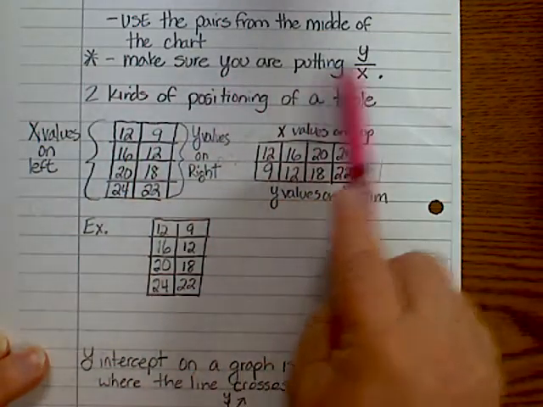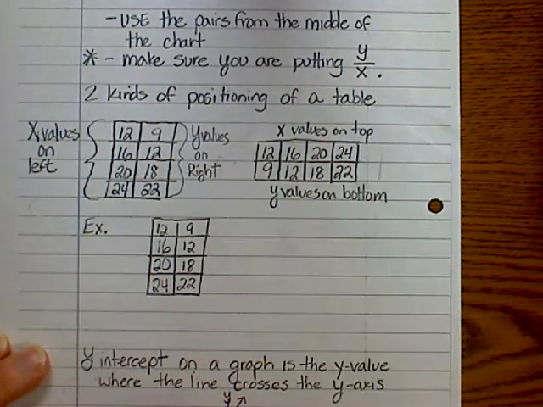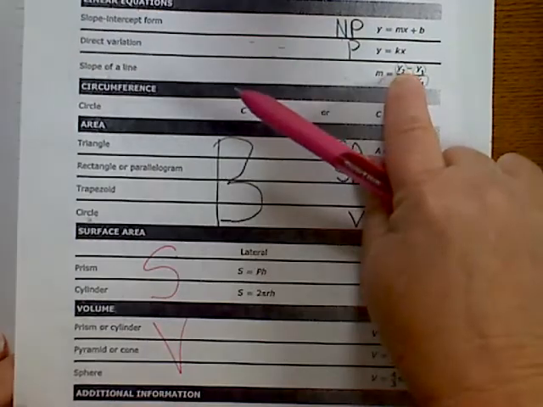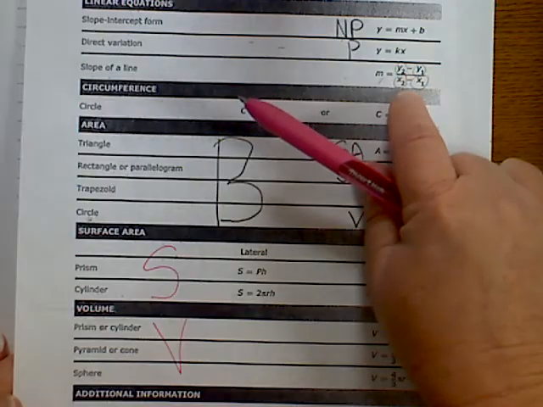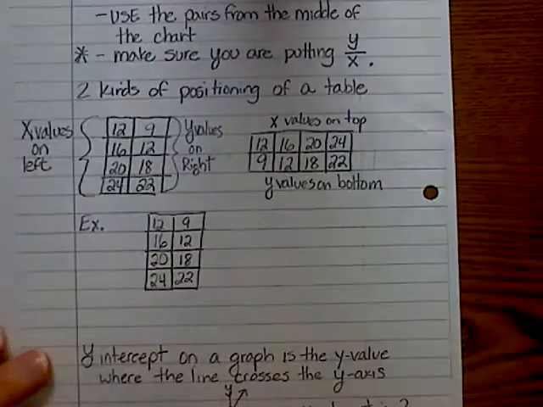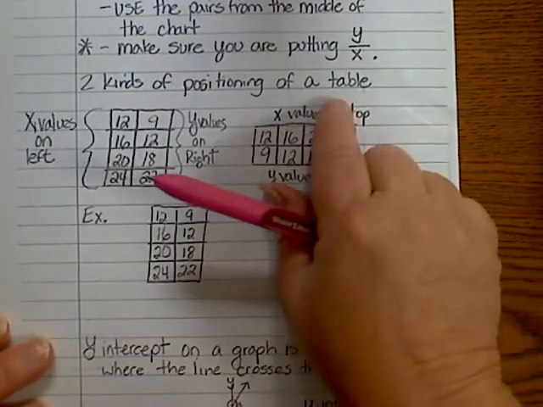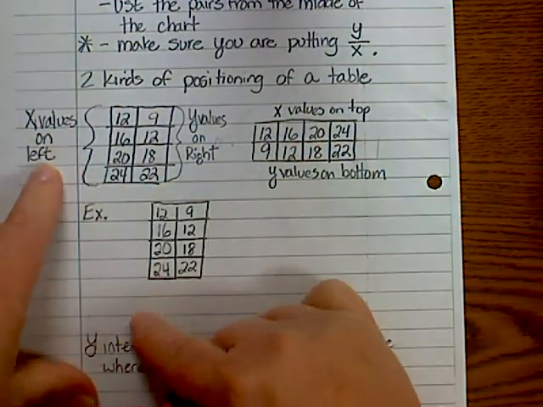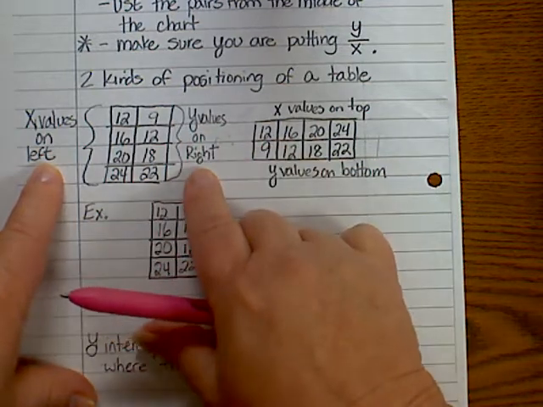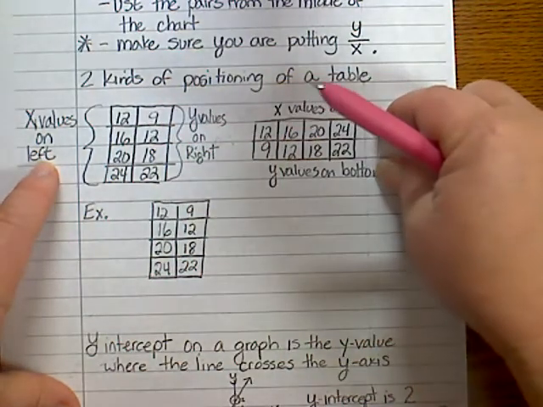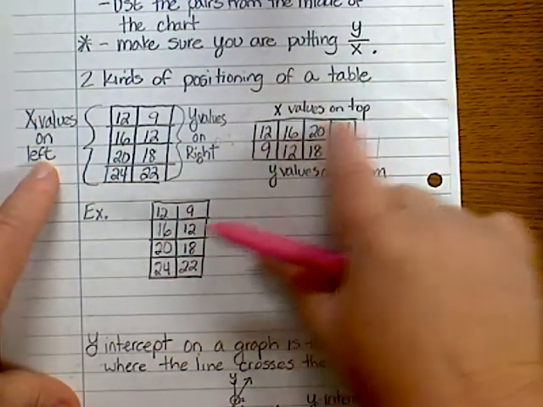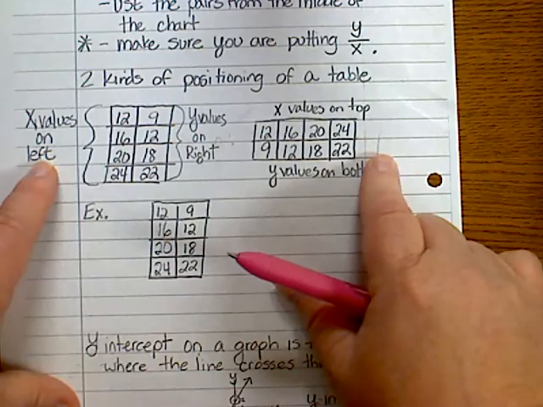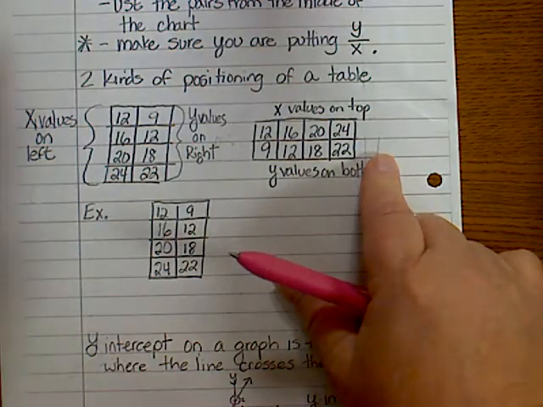Make sure you are putting y over x. That's the number 1 mistake. We say x over y, but if you will just refer to your chart, it has your y's over your x's, okay? There are 2 kinds of positioning of a table. It's either vertically positioned, where your x values are on the left and your y values are on the right, or it can be horizontally positioned. Your x's are always on top, your y's are always on the bottom, unless they tell you different. But I'm telling you, that's just the way it's going to be.